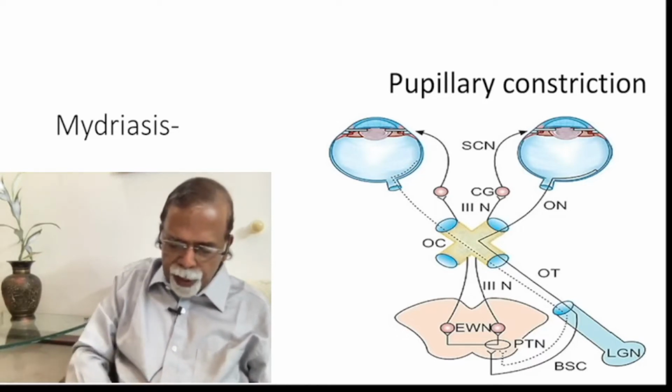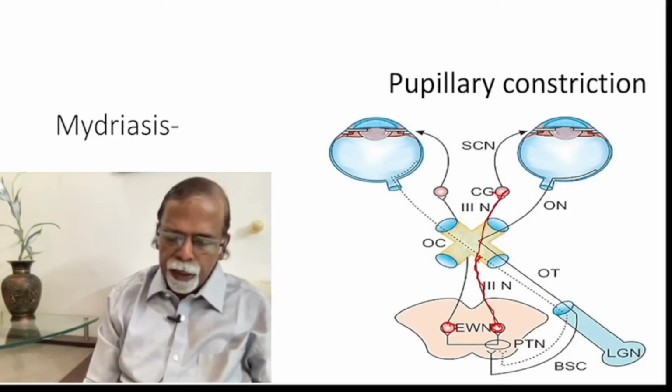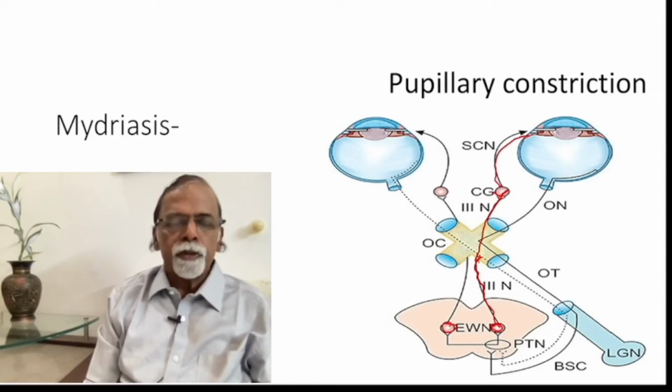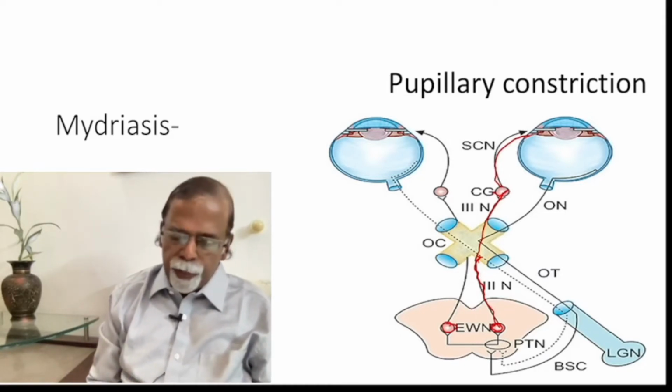The parasympathetic outflow comes from the Edinger-Westphal nucleus. This is the Edinger-Westphal nucleus in the midbrain. From there, the fibers pass through the third nerve and relay in the ciliary ganglion. The postganglionic fibers go to the pupillary constrictor fibers, and that is how the pupil constricts. So, the efferent pathway is through the third nerve from the Edinger-Westphal nucleus. The fibers relay in the ciliary ganglion, and from the ciliary ganglion through the short ciliary nerves they go to the pupillary constrictor fibers.